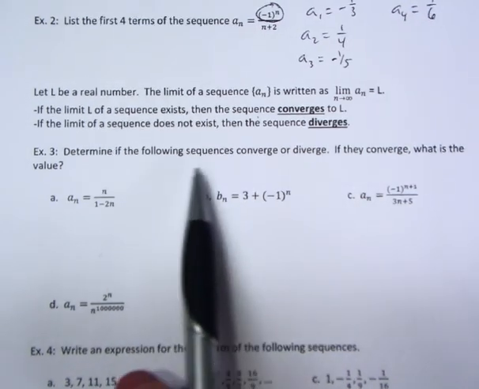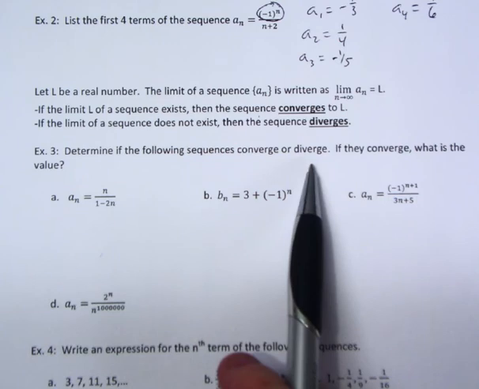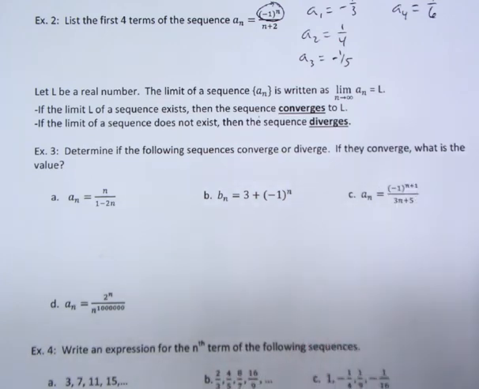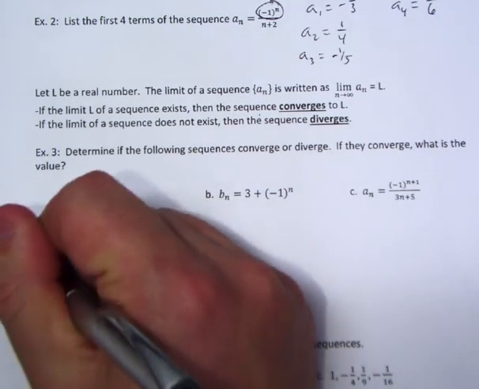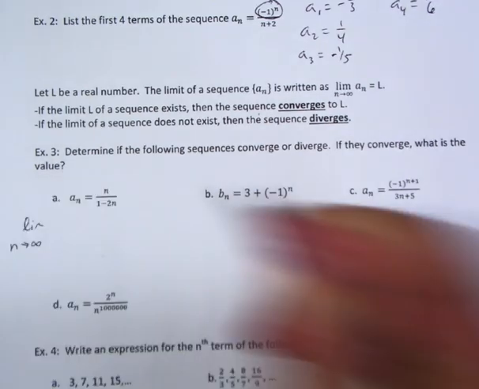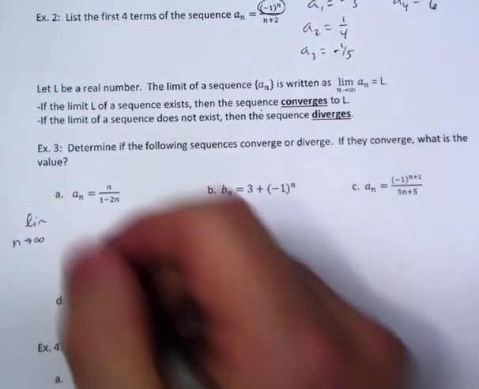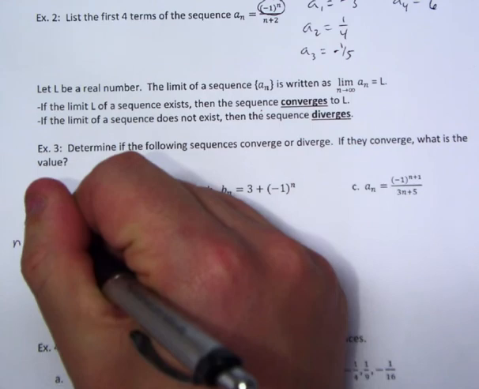Determine if the following sequences converge or diverge. If they converge, what is the value? Conceptually and notationally, we are looking for the limit as n goes to infinity of this sequence, n over 1 minus 2n.